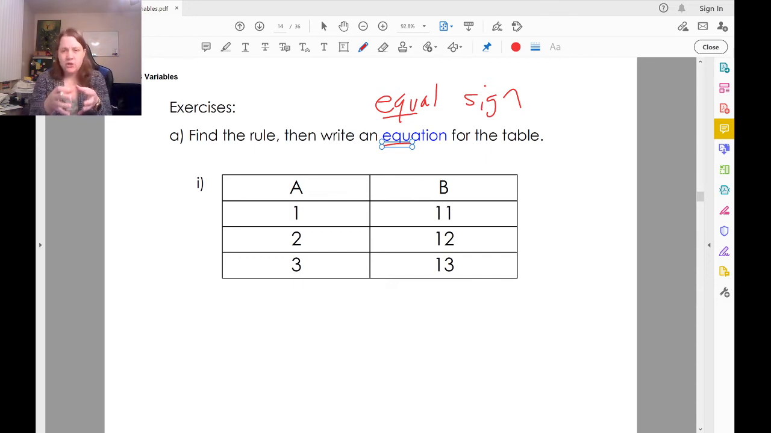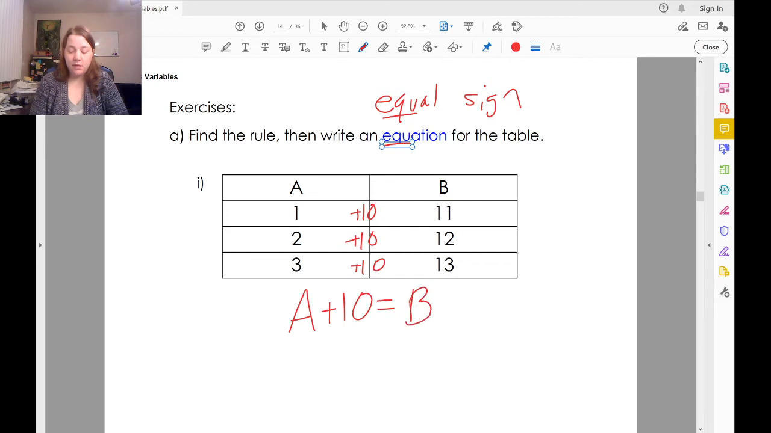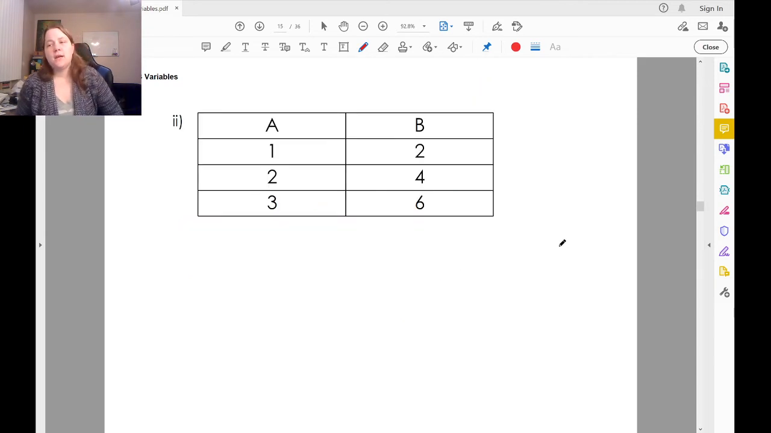So let's go ahead and find the equation for this table. How do I use A to get to B? Well, I know that I can add 10 to get 11. I can add 10 here. 2 plus 10 is 12. 3 plus 10 is 13. So my formula, my equation, is going to be A plus 10 equals B. And I can pick any column here and put the letter A in for A, the letter B in for B, and it'll work out. Go ahead and try this one.